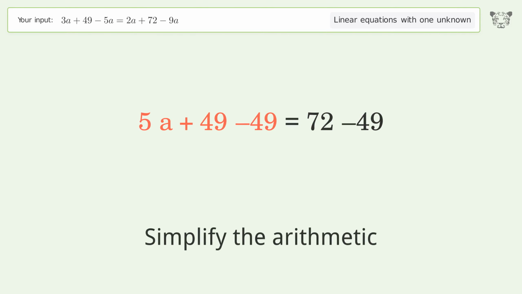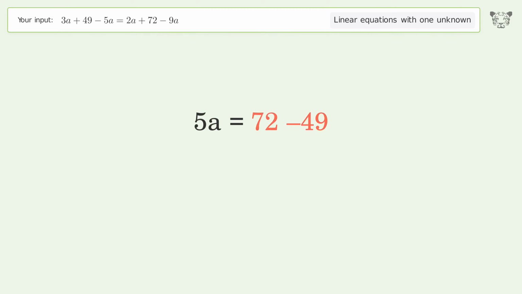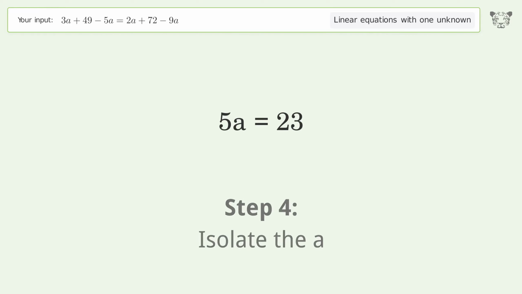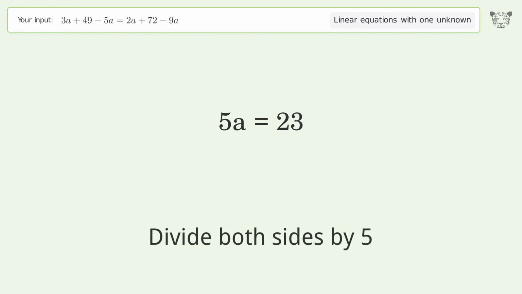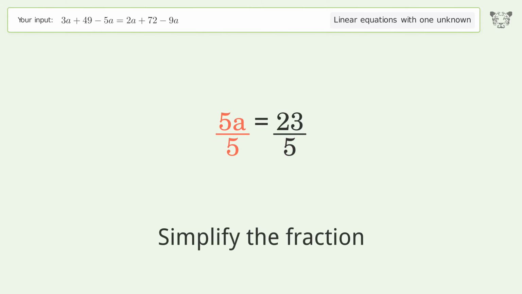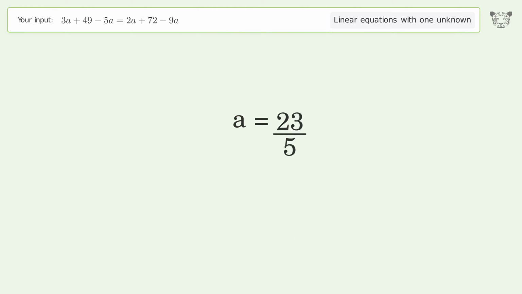Simplify the arithmetic. Isolate the a. Divide both sides by 5. Simplify the fraction. And so the final result is a equals 23/5.